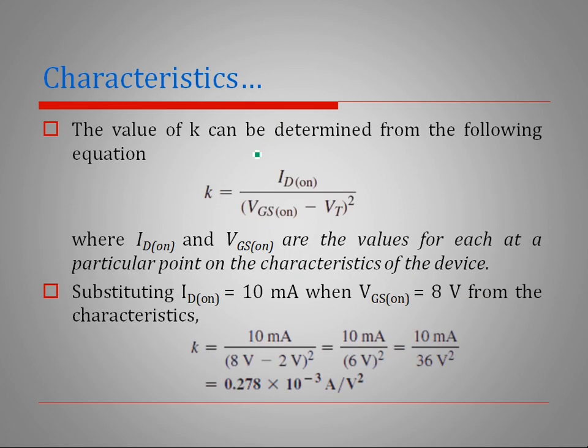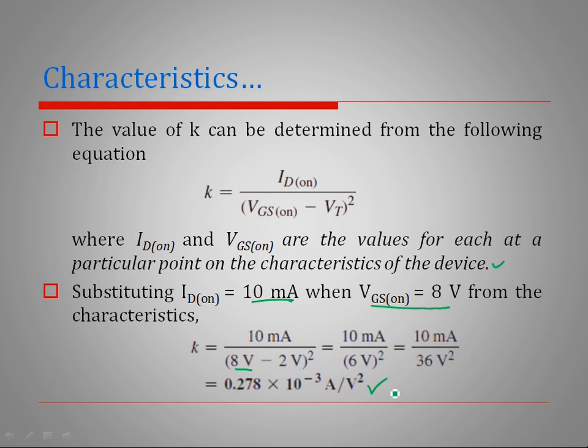Now, how can you find K? K can be determined by the relation ID on by VGS on minus VT the whole square, where ID on and VGS on are the values at a particular point on the characteristics of the device. You can find these points on the characteristics. If you take a point ID on equal to 10 milliampere, we know that VGS is 8 volt from the curve. So you can calculate K. This will be ID on 10 milliampere by VGS on, for that 10 milliampere, 8 minus 2, the whole square, and you get a value 0.278 into 10 raised to minus 3 ampere per volt square.